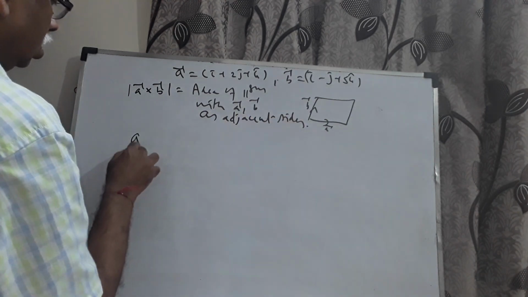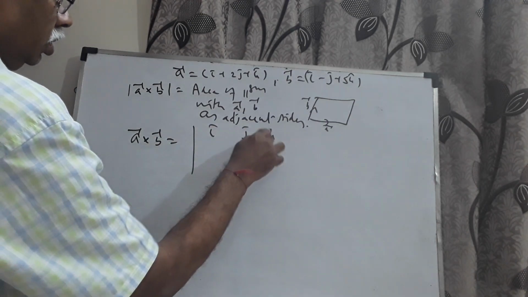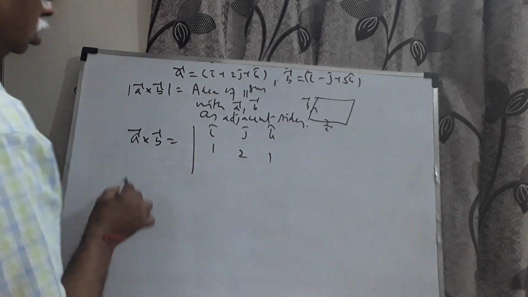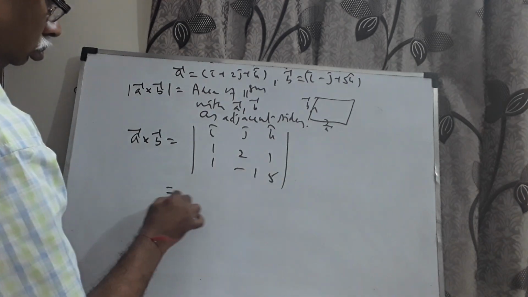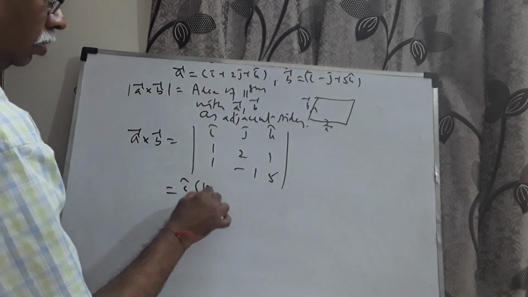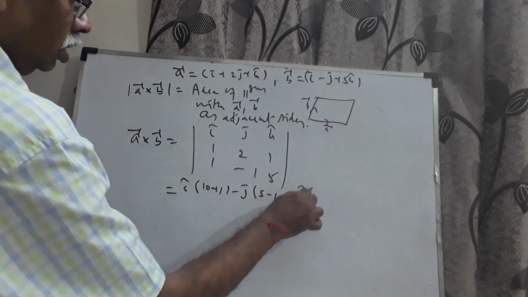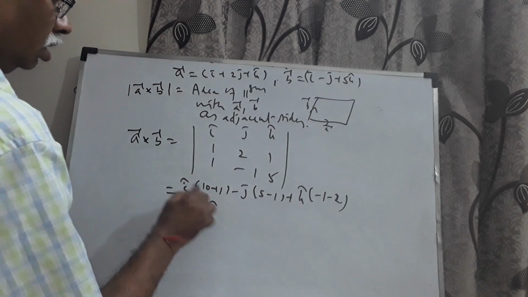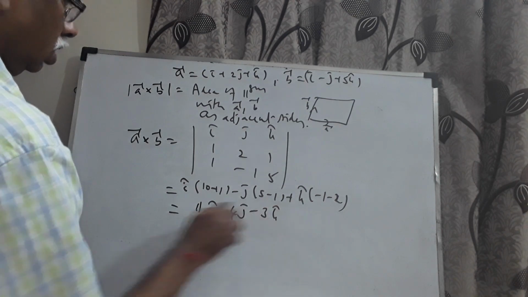Remember carefully. Let me try to find A cross B. Determinant i j k. Second row components of A: 1, 2, 1. Third row components of B: 1, minus 1, 5. i cap into 10 plus 1, minus j cap into 5 minus 1, plus k cap into minus 1 minus 2, which is 11i minus 4j minus 3k.